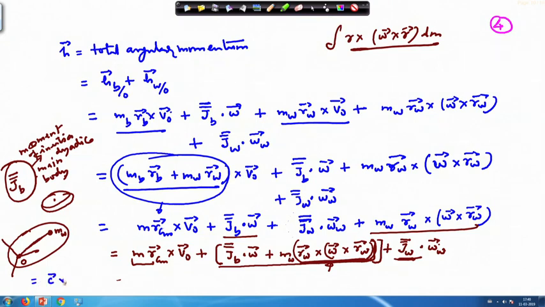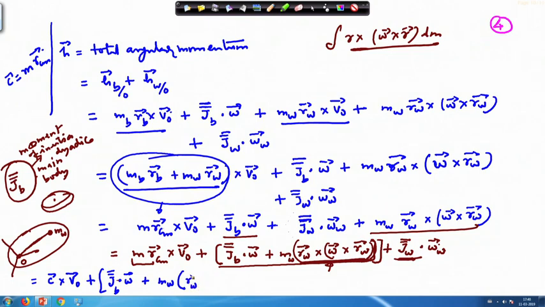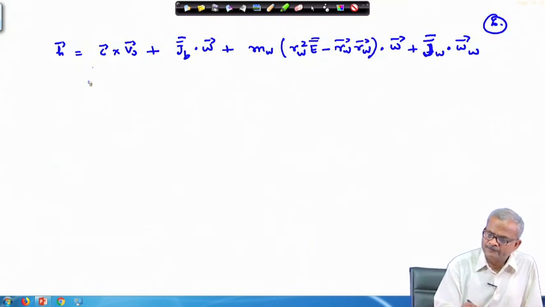So here this becomes C cross V 0, where C we are defining as m times R C m, plus J double bar dot omega for the body, plus m w times r w square E double bar, where E double bar is the unit dyadic as per our earlier notation, minus R w dot omega, plus, so this we have copied from the previous page.